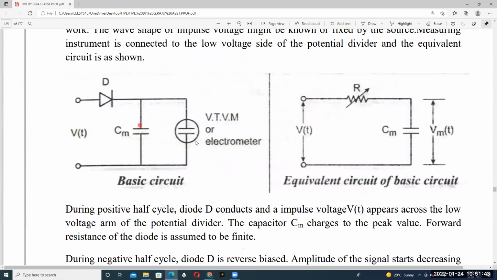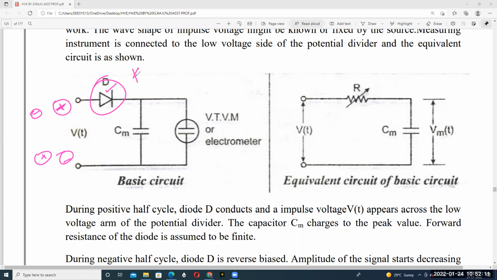This type of basic circuit is used for only one polarity. Am I right or not? This circuit is suitable only for positive pulses, only one polarity, and it is not suitable for either polarity. If you want to design the circuit for the other, negative pulse, the diode must be replaced in another fashion.